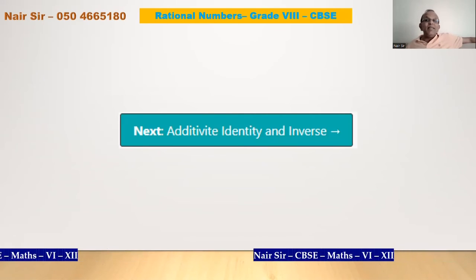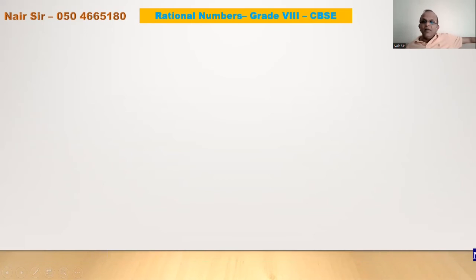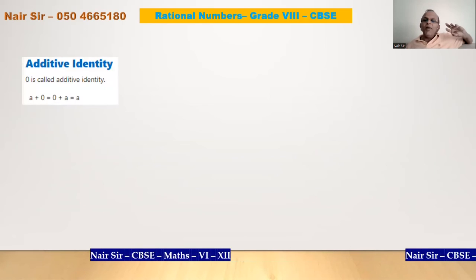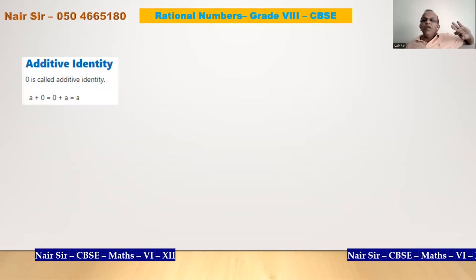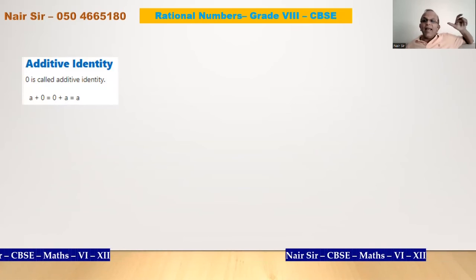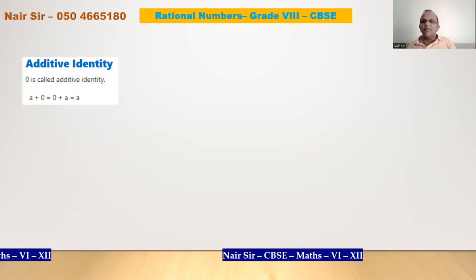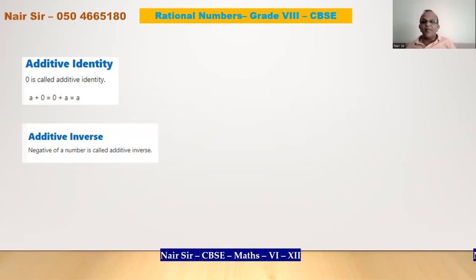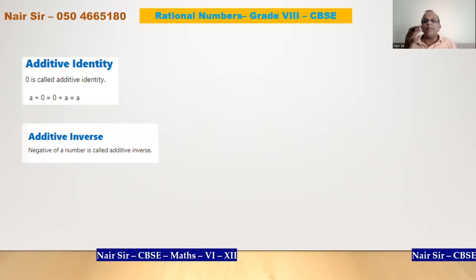Additive identity and inverse. I have spoken about this part in my previous class. Not going to spend time on it. What number can I add to a number where the number doesn't change? It is 0. So 0 is called additive identity. Identity means I'm not changing the number. Additive inverse: what number can I add to a number where it becomes 0?